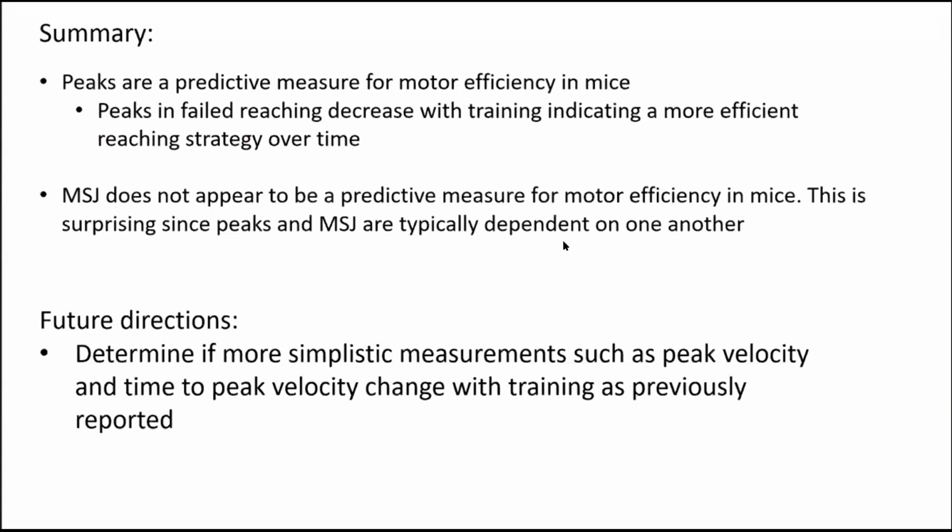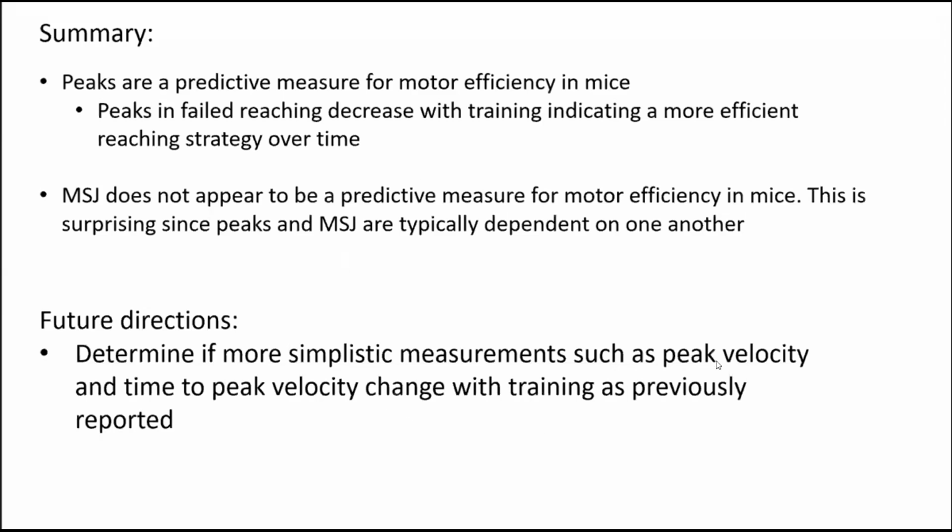We hypothesized that this could be due to the fact that previous studies looking at MSJ as a quantitative measure have a consistent start point. However, we do this in free-moving mice, therefore the starting position of the paw is different for each reach.